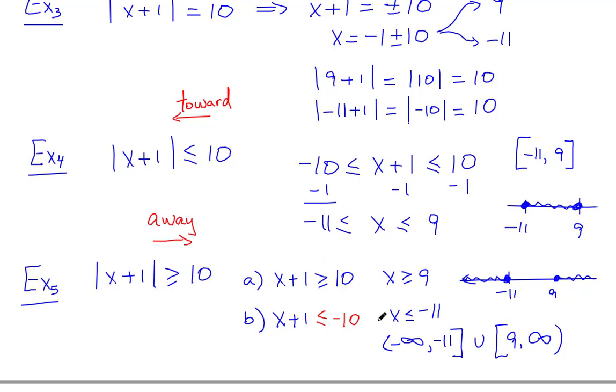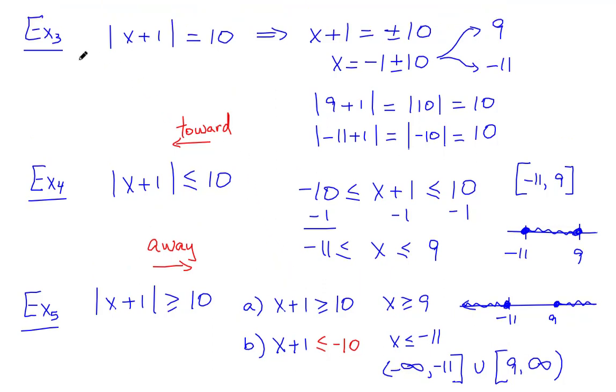Since I've got two pieces, I need this U for union, so I get my answer in interval notation. So these are some examples. All three of these, 3, 4, and 5, are all basically the same. How we solve it changes whether it's equal, looking toward, or looking away.